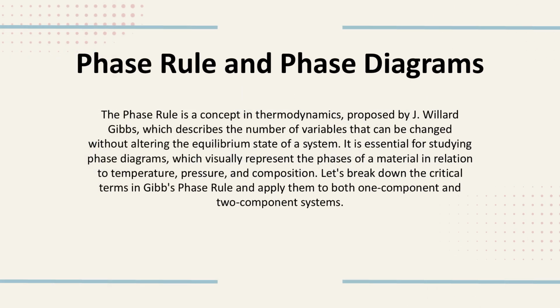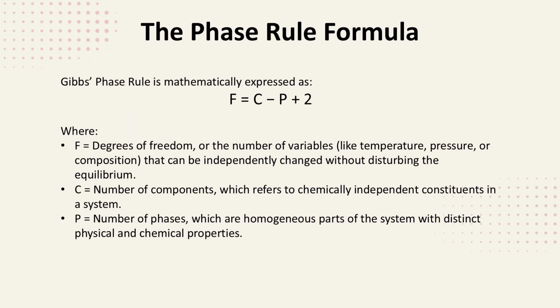Gibbs phase rule is a thermodynamic concept proposed by J. Willard Gibbs. It describes how many variables in a system can change without disrupting its equilibrium. This rule is essential in thermodynamics and phase diagrams, giving insights into the behavior of chemical systems across temperature, pressure, and composition variations.